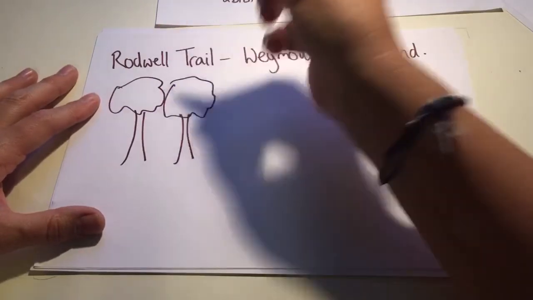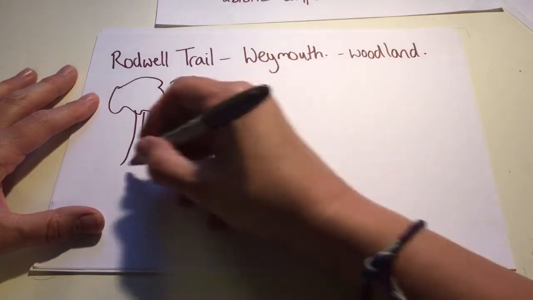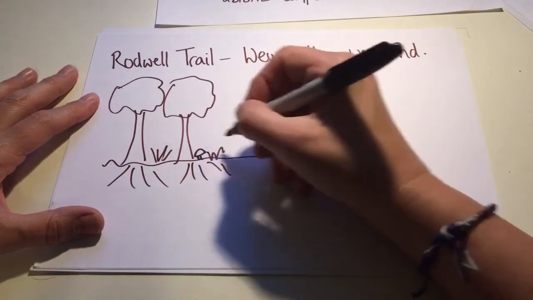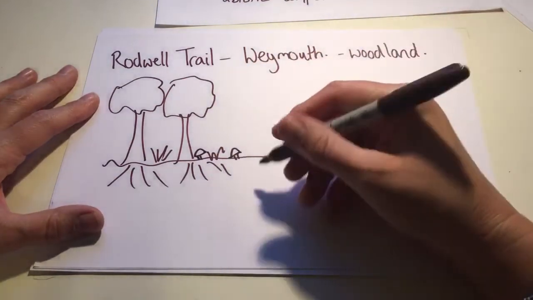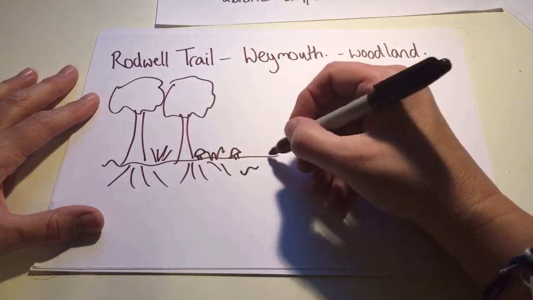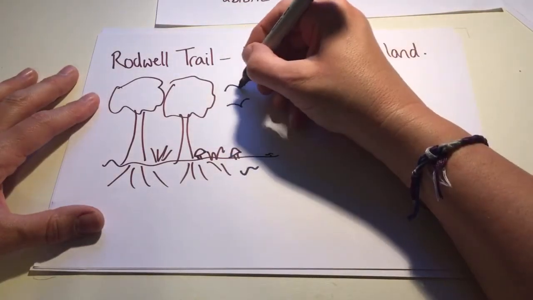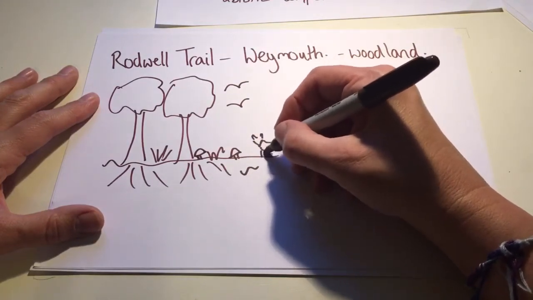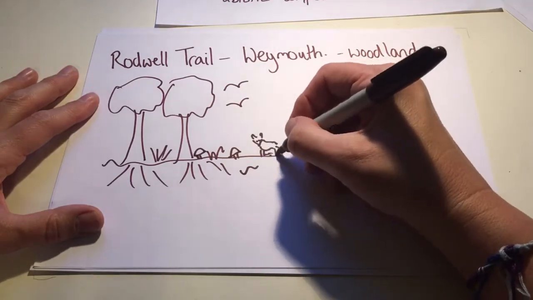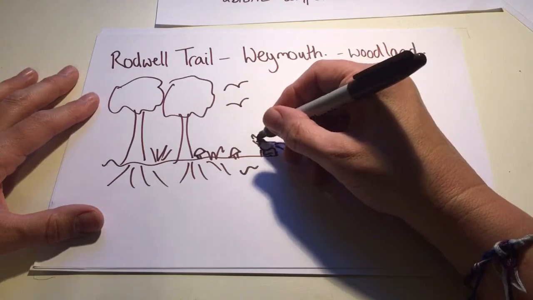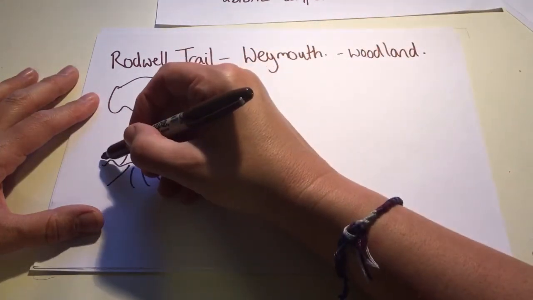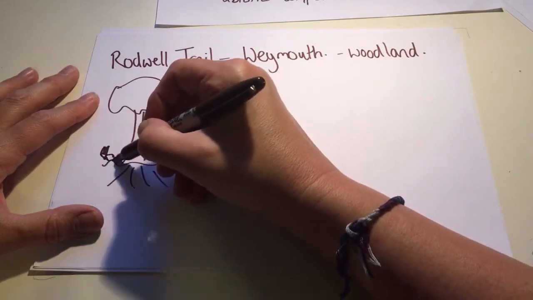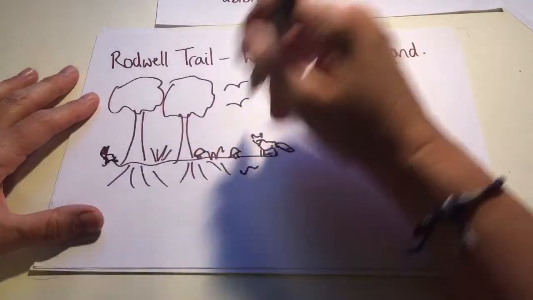in the ecosystem. You might have some plants. There'll be lots of roots underneath. You might have some fungus, a few little mushrooms there. There'll be some worms. There might be some little ants. You'll have some birds. You might have a fox. Okay, so you might have a fox there. You might have some bunnies. Actually, we're in Weymouth. We can call them rabbits. You might have all of those things going on.